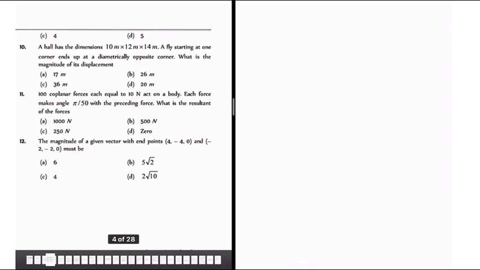Now next question, the magnitude of a given vector with endpoints must be, endpoints are 4 comma minus 4 comma 0 and 2 comma minus 2 comma 0. As I told you, for the length, the displacement, suppose this point is A, this position is B, and they are somewhere here.